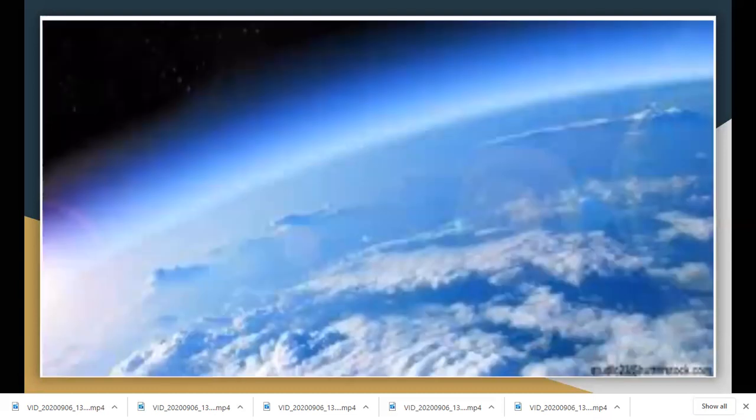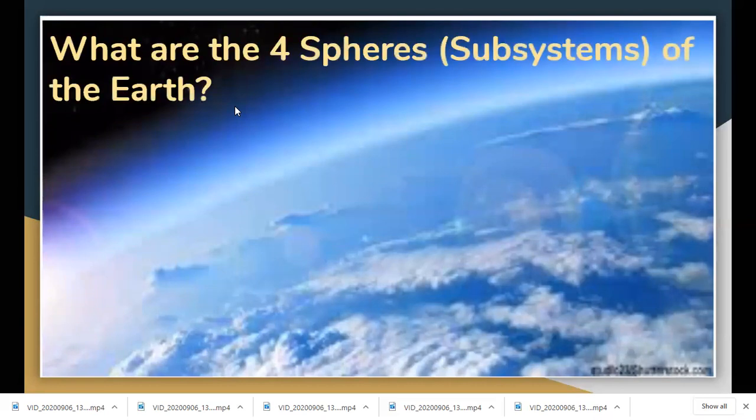Okay, what's this a picture of? There are 4 spheres or subsystems of the earth. Another great note-taking opportunity, 4 spheres of the earth. What's the first one? There's a picture of it there. The atmosphere. What is the atmosphere?